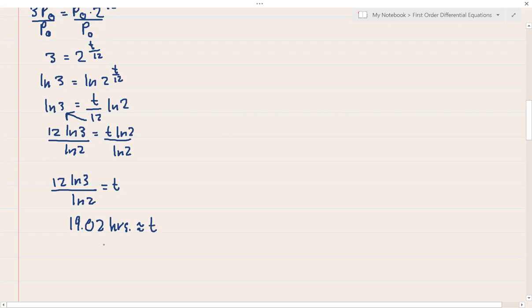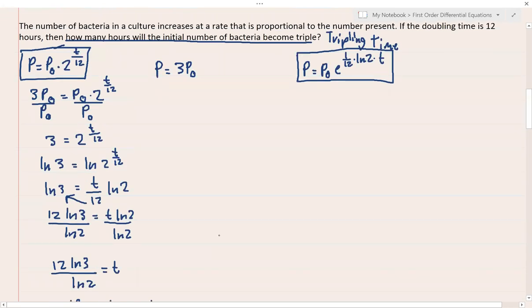Okay? Or kung gusto nyo ng whole number lang, walang decimal, 19 hours to be approximate. Now, let's take a look kung ganun din sa kanan. Okay? I-substitute natin siya dito. P is equal to, P tuloy. Ano ulit yun? Di ba 3P?